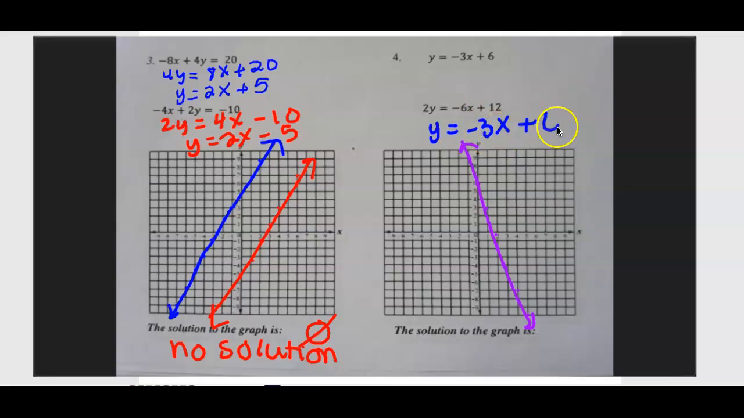And what happens when I divide everything by 2? It's the same. So now my lines sit on top of each other. So if the lines sit on top of each other, how many points do they have in common? Yeah, every point on that line is in common with it. So how many solutions does it have? Yeah, too many to count.